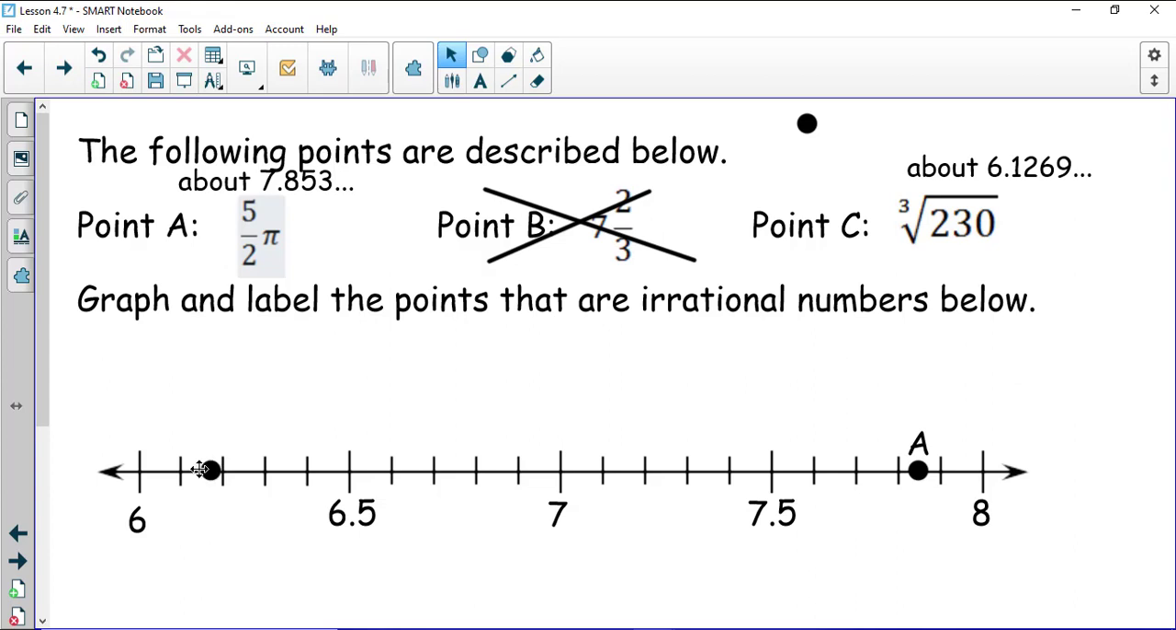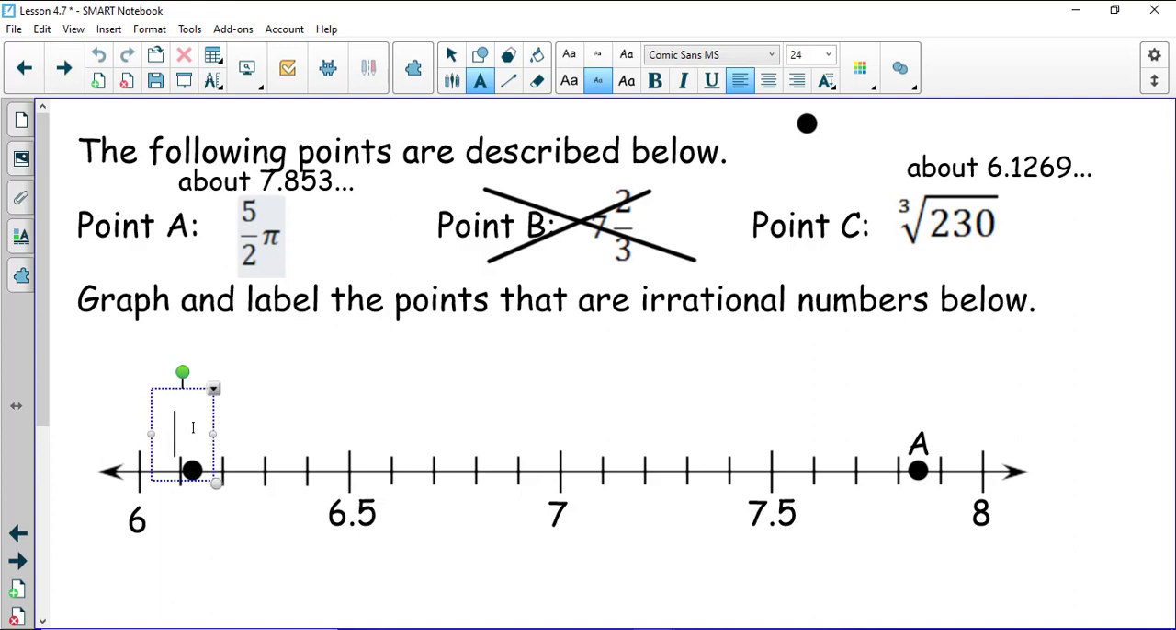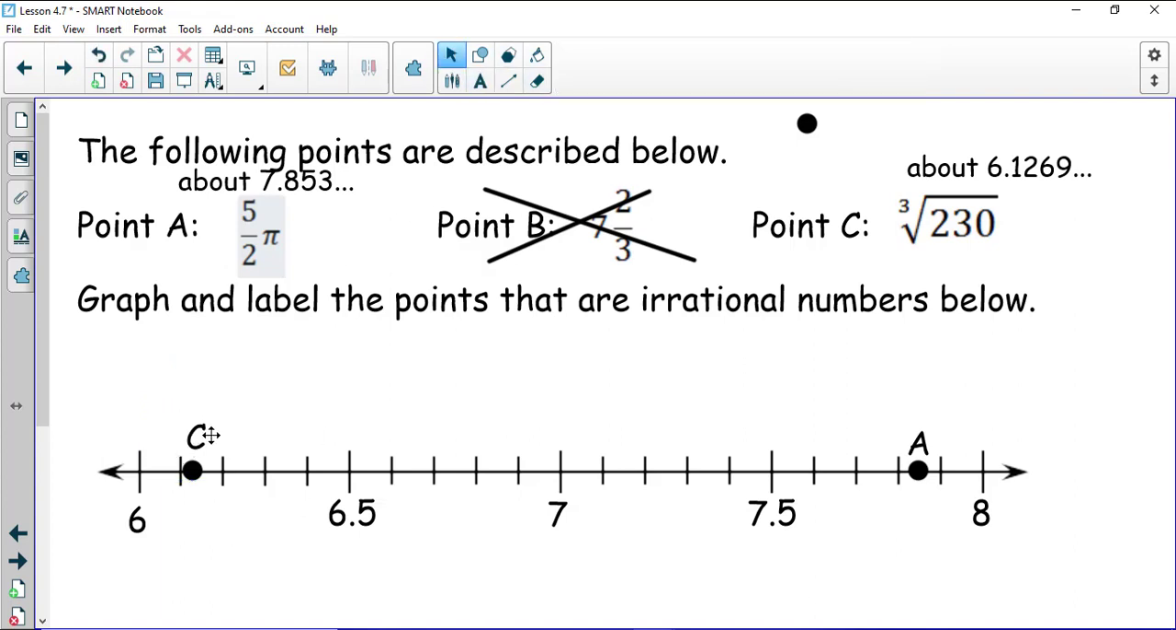And if I have it anywhere else, again, that's not going to be precise. It's not going to be accurate. So 6.12 is not going to be quite on that 6.1 line, but it's going to be pretty close to that, and I'm going to label it point C. Again, we definitely want to make sure we're somewhat precise here.